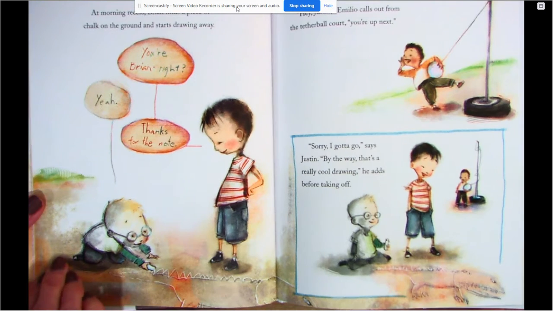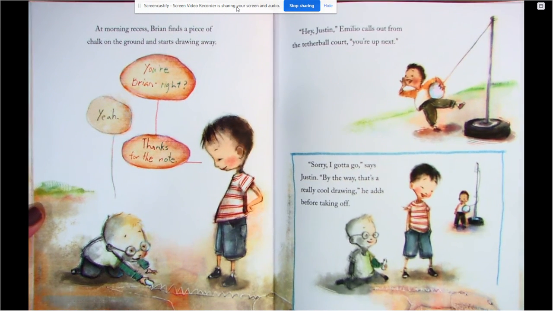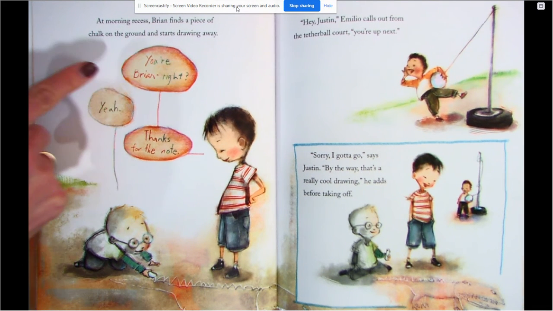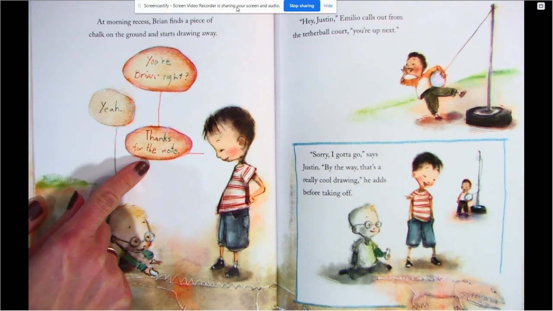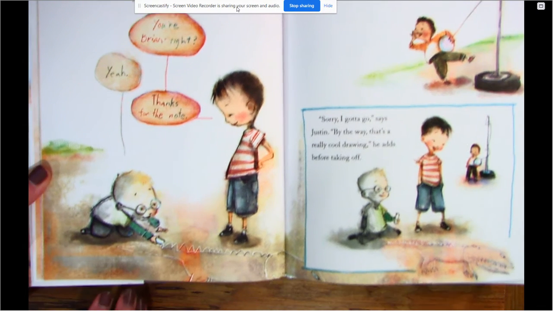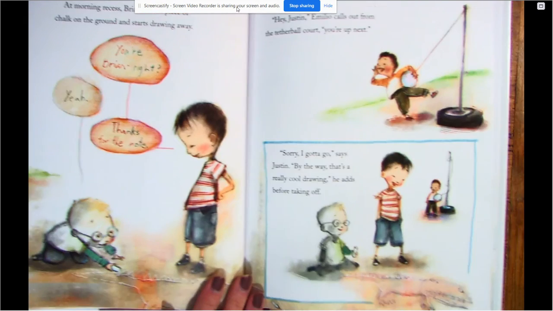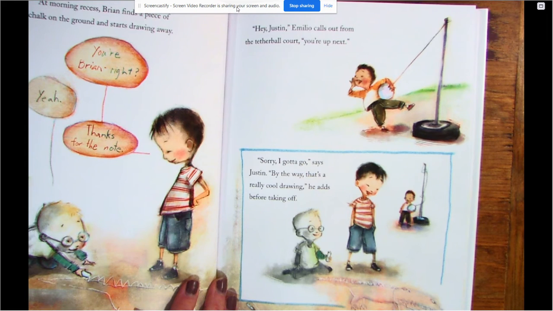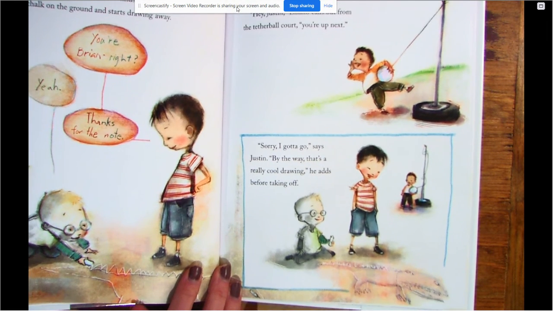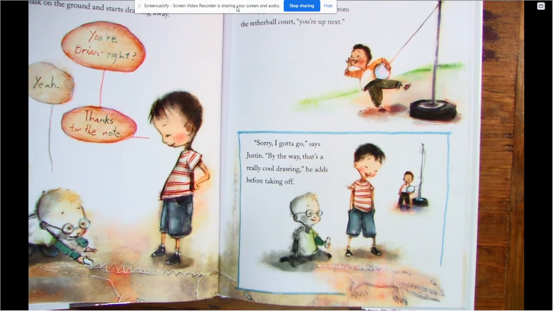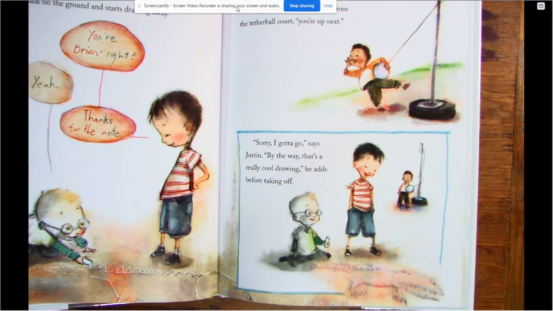At morning recess, Brian finds a piece of chalk on the ground and starts drawing away. "You're Brian, right?" "Yeah." "Thanks for the note." What's he drawing? Chalk on the ground. "Hey, Justin," Emilio calls out from the tetherball court. "You're up next." "Sorry, I gotta go," says Justin. "By the way, that's a really cool drawing," he adds before taking off.